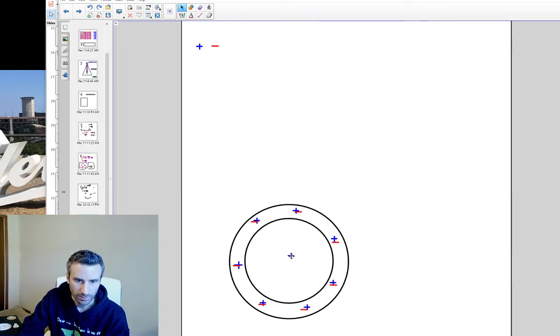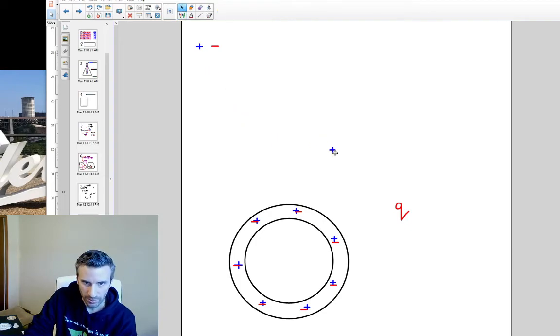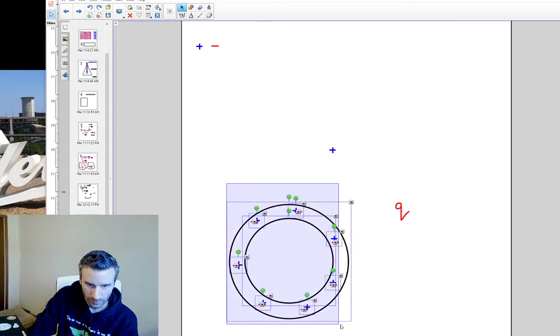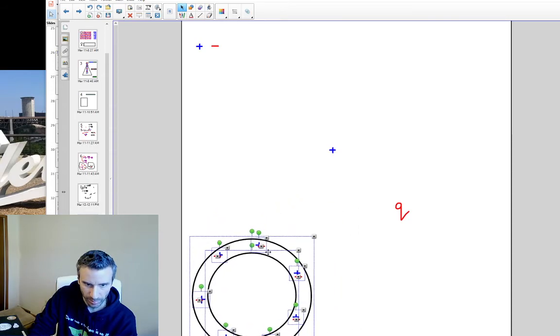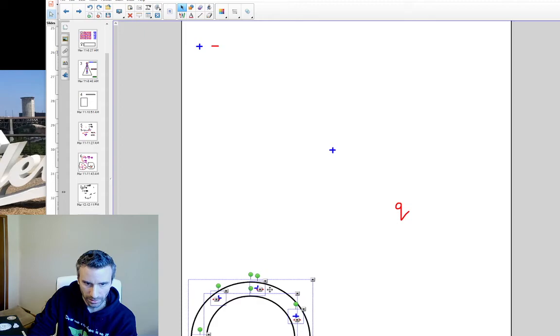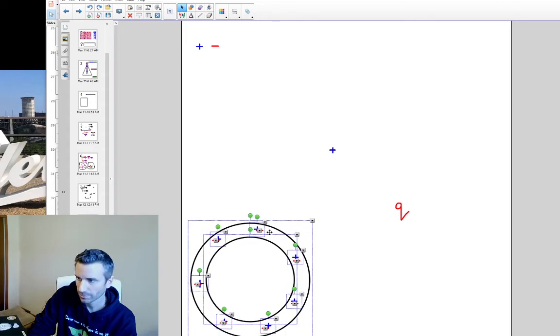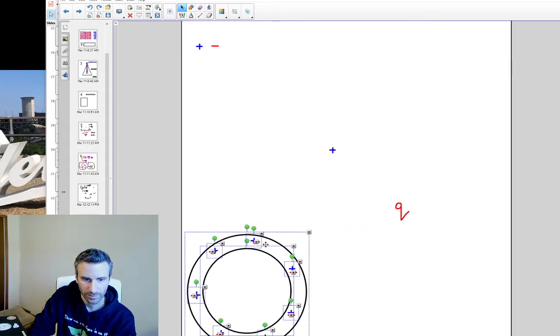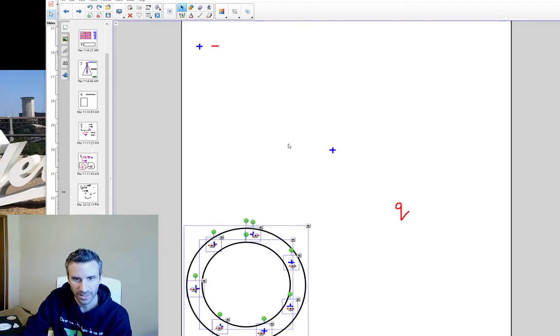And in fact, wait, hold on. Before I do that, I'm going to put in a test charge. I'm going to put a test charge here. Okay, now I'm going to take this object and move things around a little bit. So I'm going to move this guy out of the way. Okay, he's out of the picture for a moment. In fact, I'm just going to move him as far off as I can for the moment.